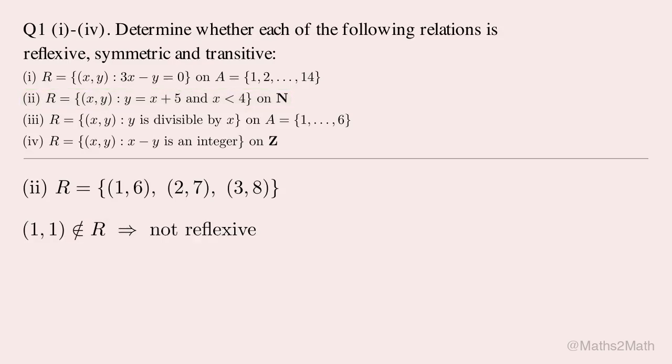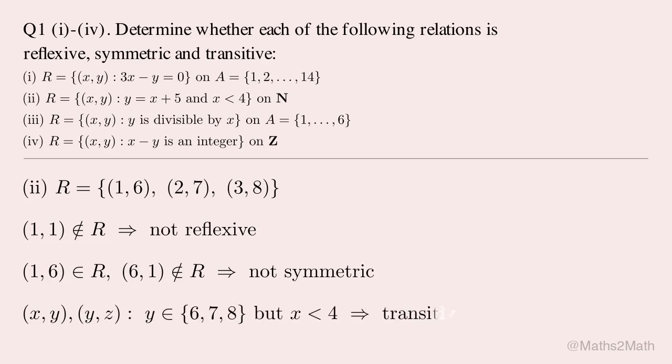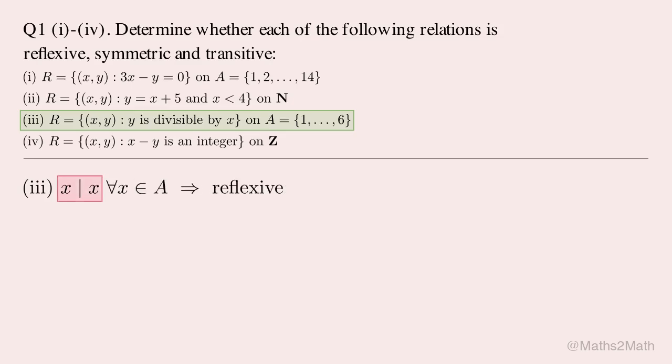Part 2. With x below 4, the whole relation is just 3 pairs. No element pairs with itself, so it is not reflexive. 1 goes to 6, but 6 never goes back. Not symmetric. A chain would need a pair starting at 6, 7, or 8, impossible with x below 4. Transitive, trivially.